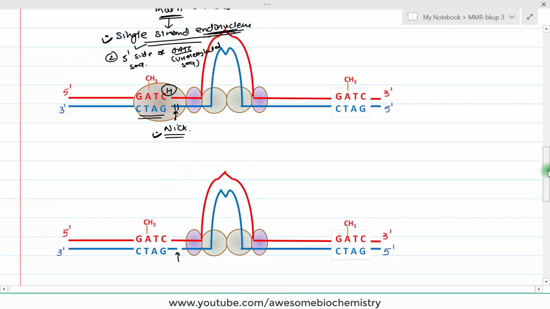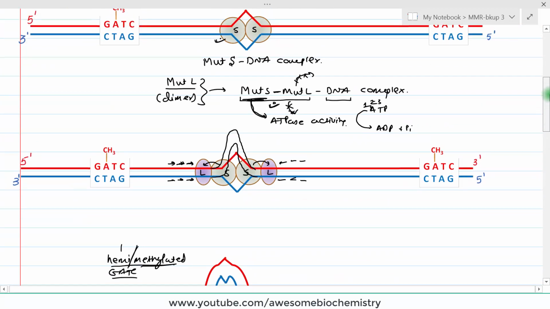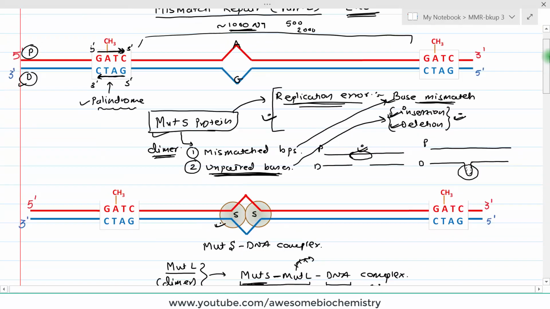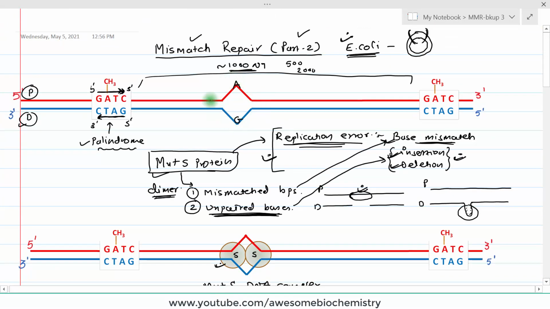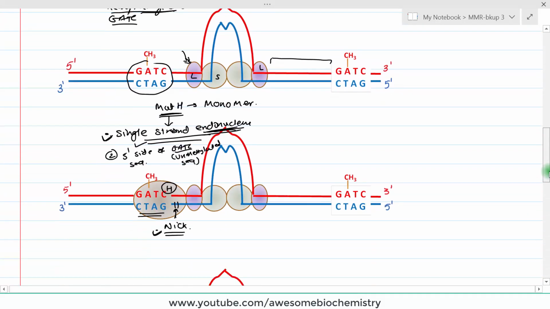Okay, but here you have to remember a very important aspect. What is that aspect? See, what I had shown you, this DNA damage, this DNA error, this replication error, I had shown near to this GATC sequence. What would be the picture if this DNA damage is nearer to this GATC sequence? Let's just think about that.